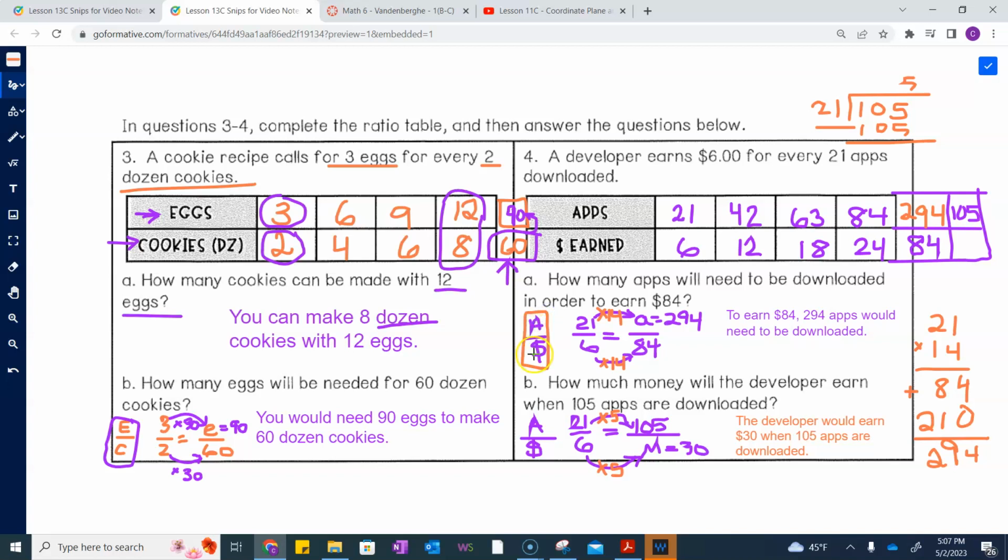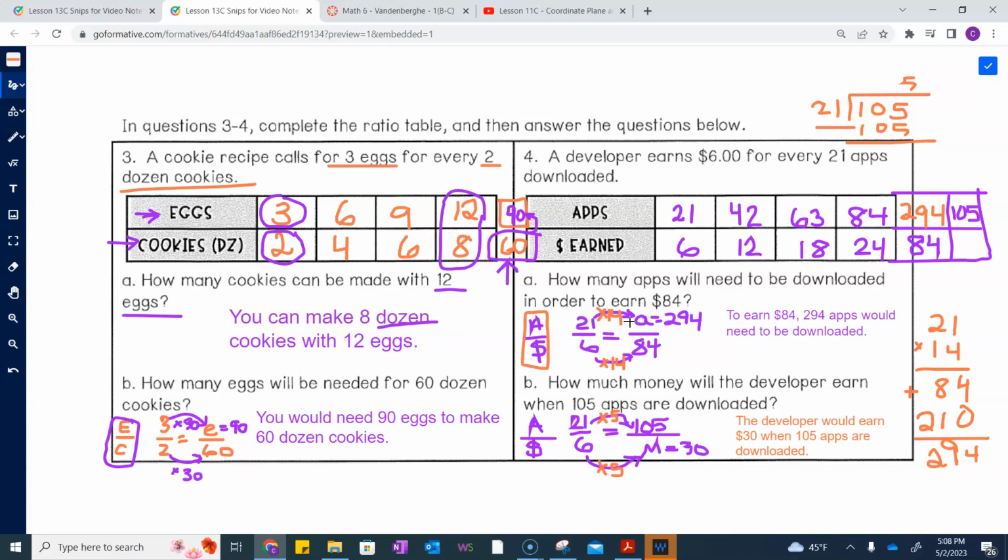I did apps to money, just like the table is set up. When I did that, it helped me keep my numbers straight. I know 21 apps to $6. And then I did how many apps to $84. And what I found was the scale factor is 14 to go up that amount. And when I multiplied off to the side, 21 times 14, I got 294.